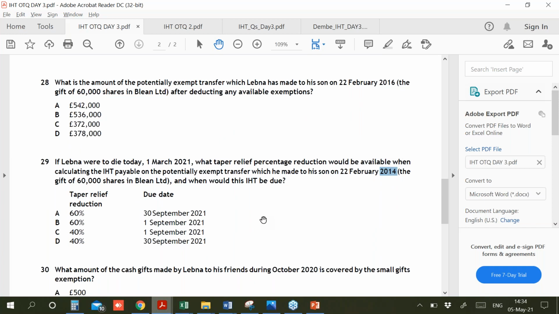Now for this MCQ, even if I don't read the question, I can answer this. Why? Because the death date has been given to me, and by using the death date, I can calculate not only the date on which the IHT needs to be paid for the death estate, but also the percentage of the taper relief. Do remember that for taper relief, the table will be given to you in the question. All you have to do is see how much time has passed between 22nd February 2016 and 1st March 2021.